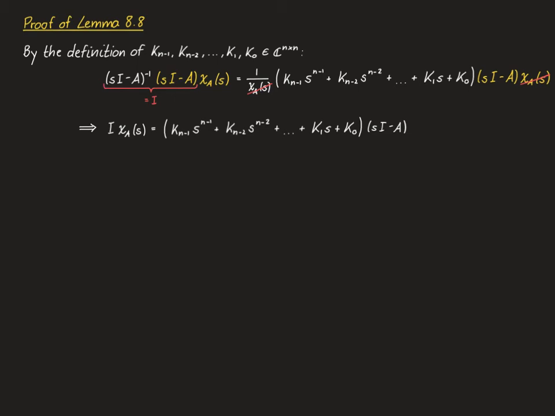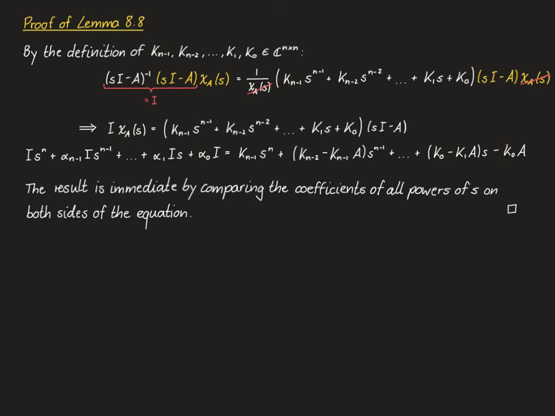Therefore, we obtain that the identity multiplied with the characteristic polynomial is equal to this polynomial in s times sI minus A, where we can now substitute the characteristic polynomial on the left-hand side, and we can multiply these two brackets on the right-hand side and combine the same powers of s together, yielding this coefficient for the nth power of s and this coefficient for the (n-1)th power of s, and so on, down to this coefficient for the first power of s and this coefficient for the constant.